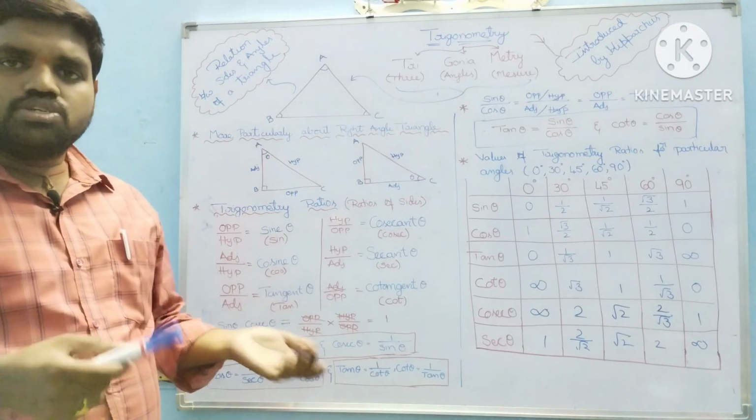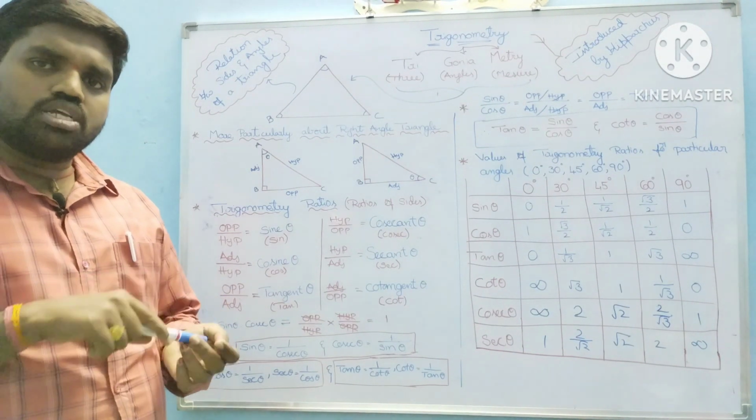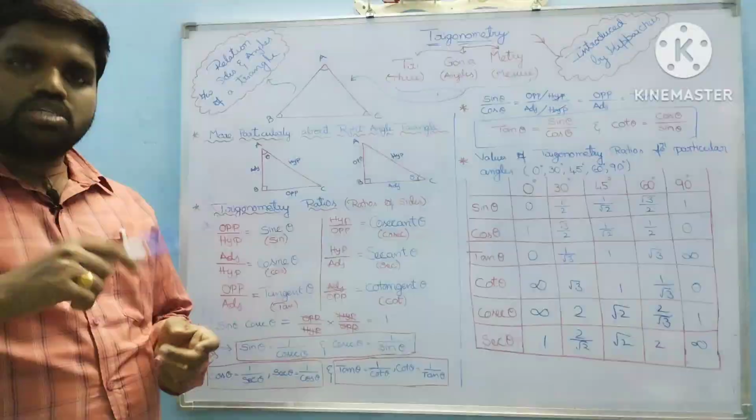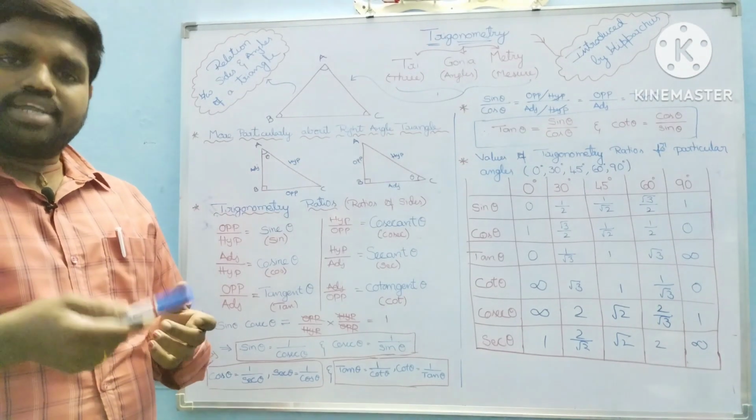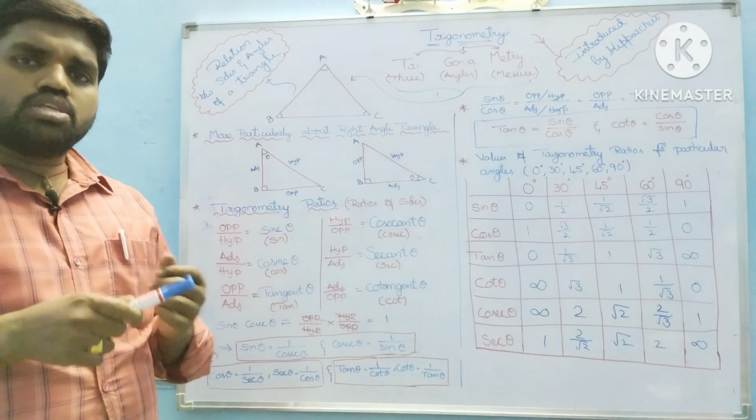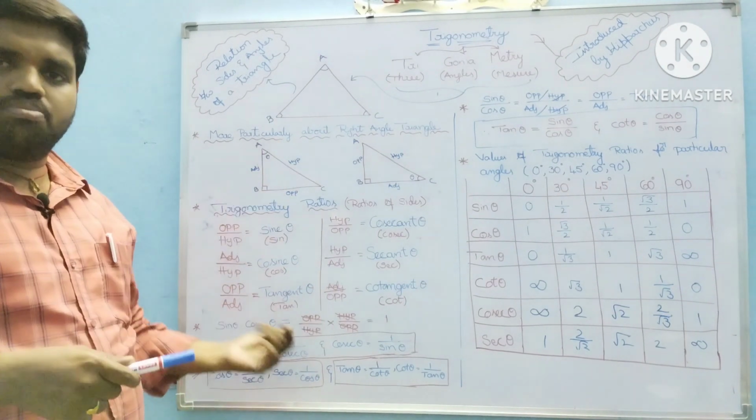They are sin theta is equal to 1 by cosecant theta, or cosecant theta is equal to 1 by sin theta. Cos theta is equal to 1 by secant theta, or secant theta is equal to 1 by cos theta. Tan theta is equal to 1 by cot theta, or cot theta is equal to 1 by tan theta. You can write the formulas here.